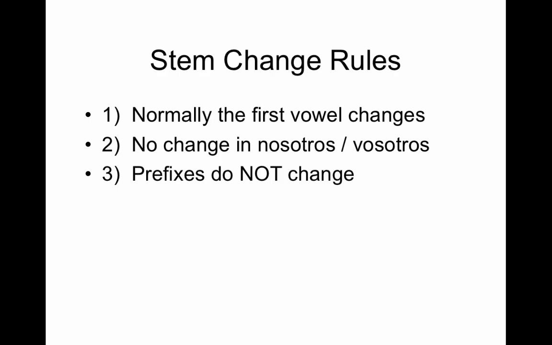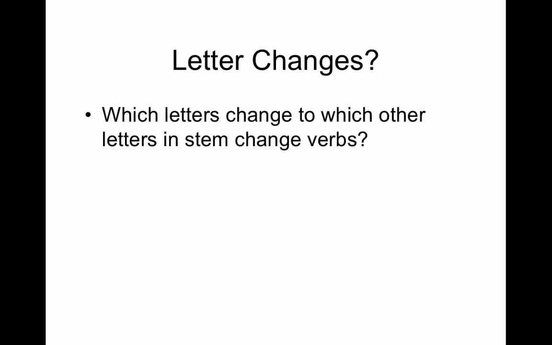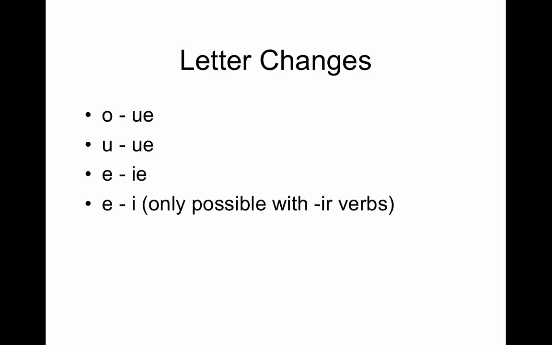Now we're going to come back to this in a moment, that no change in nosotros or vosotros. We'll see that coming up in just a moment. There are certain letters that change to other letters in stem change verbs, and this is helpful to know because the letter A, for example, does not change to anything. The letter I, for example, does not change to anything. So here are the letter changes. O to UE, U changes to UE, E changes to IE, and E could also change to I, but that's only possible with some IR verbs. Not every IR verb does this, but some IR verbs change E to I.